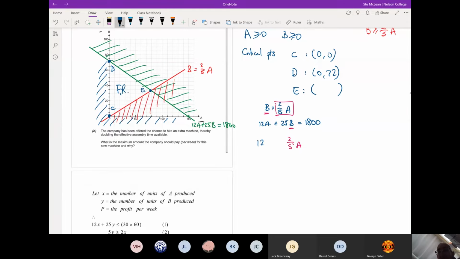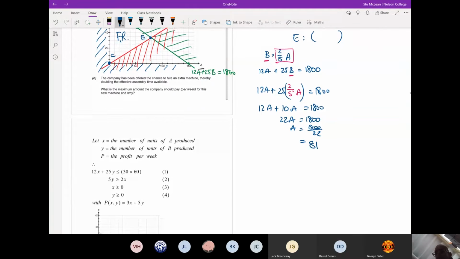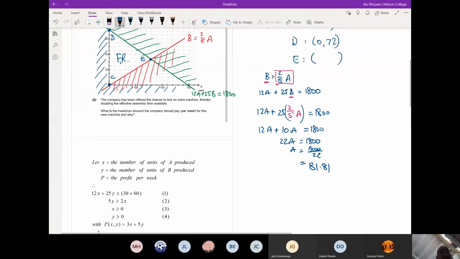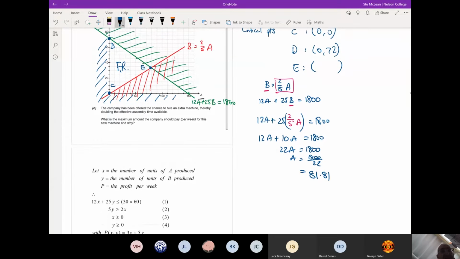So 12A plus 25 lots of B is 1800. So 12A plus 25 times 2/5 is 10A. So 22A equals 1800. A is 1800 over 22, which is 81.81. And when I look at my graph, 50, 60, 70, 80, it's about there that they're crossing.